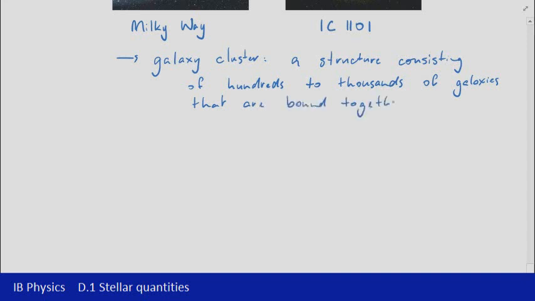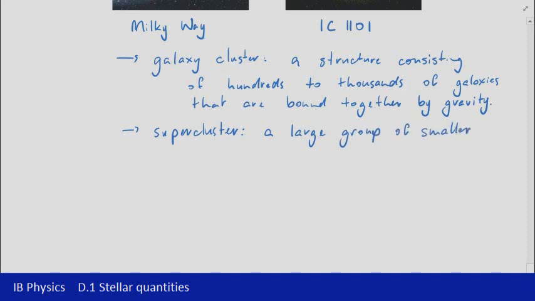And one last one that we need to look at is basically sort of taking it up a notch, a supercluster. And a supercluster, as the name suggests, is a large group of smaller galaxy clusters. So notice that we've basically just sort of stepped up group by group and ended up with these superclusters. And these superclusters are basically among the largest known structures in the universe. So when we're talking structures, we're talking about those forces of gravitational attraction that keep the whole thing together.